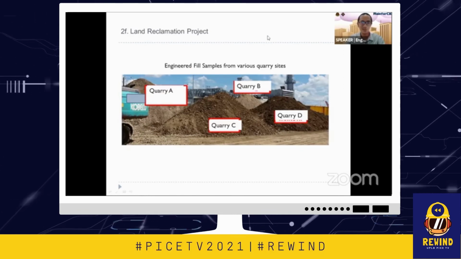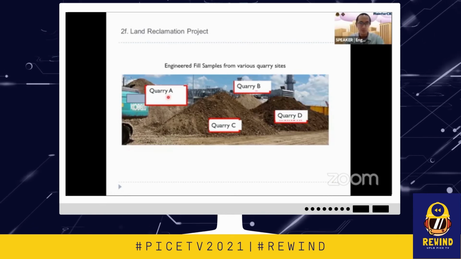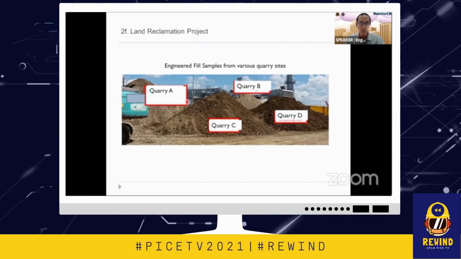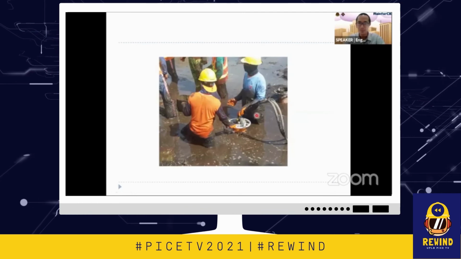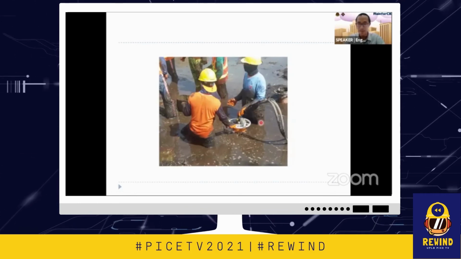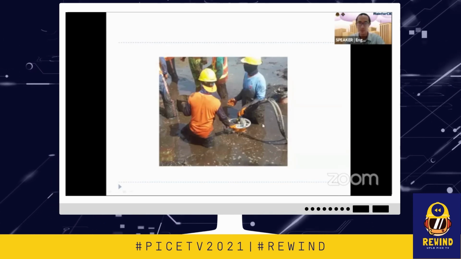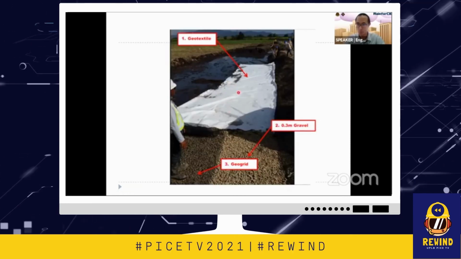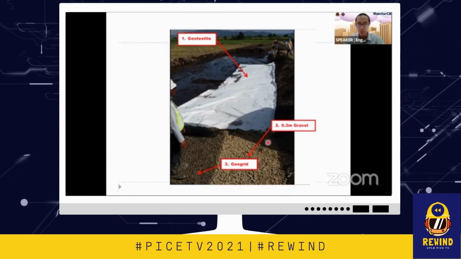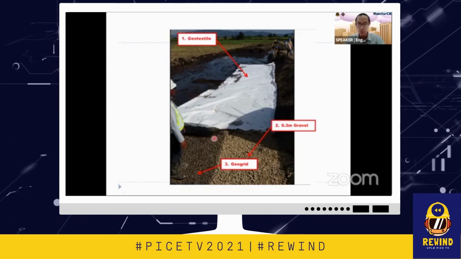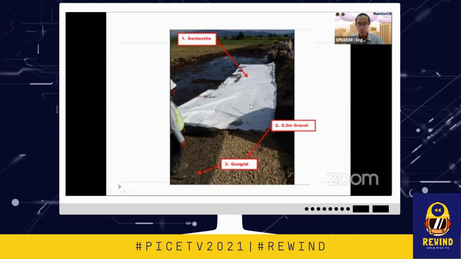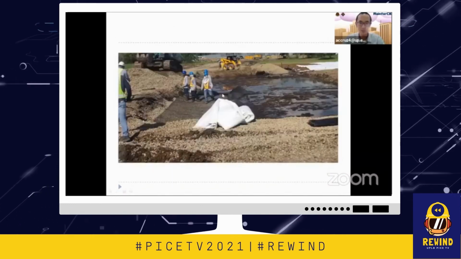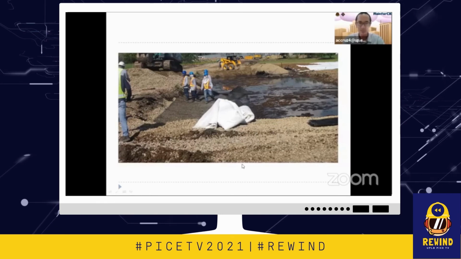we take engineered fill samples from various quarry sites. It is the geotechnical engineer's role to assess the quality of these quarry sites. Okay, so these quarry samples. As you can see, when the person stands on the swamp, it is knee-deep. But after some engineering mitigations, number one, we put geotextiles, then we put around 3.3 meter thick gravel, then we place geogrids, then this is what happens. As you can see, the person can now stand after some engineering modifications.